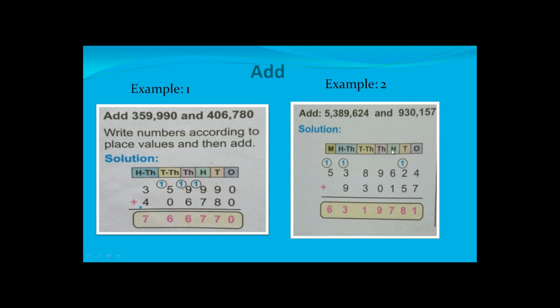Okay, my dear students, you have to write it according to their place values. 4, 2, 6, 9, 8, 3, 5. Then these are 6-digit values. How to read it? Read with me.